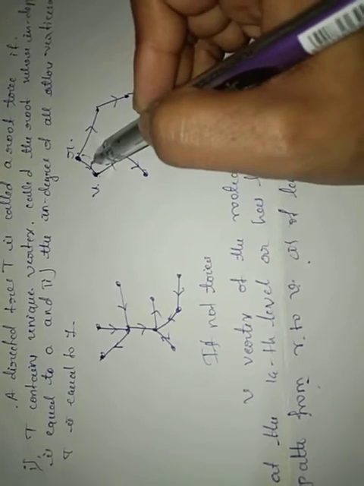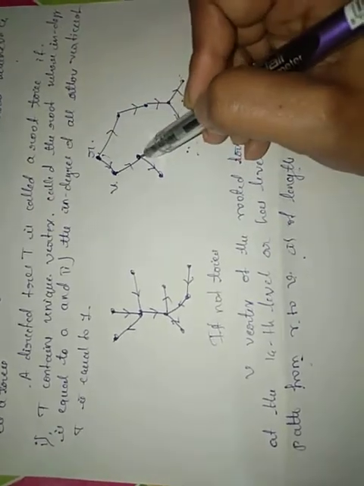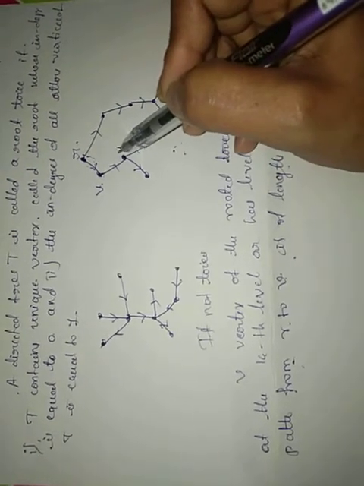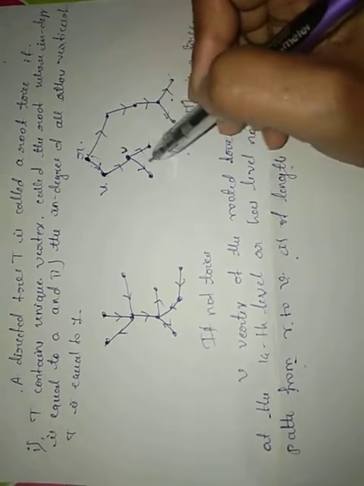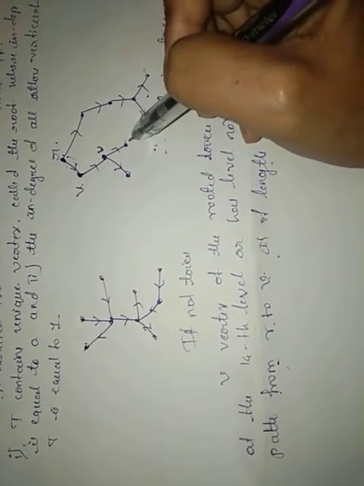from R to V. From R to this vertex, the number of edges is 1 here, so it is of level 1. Similarly, for this one, the path from R has 2 edges. So this vertex has level 2, and this vertex has level 3, and this vertex has level 3 as well.